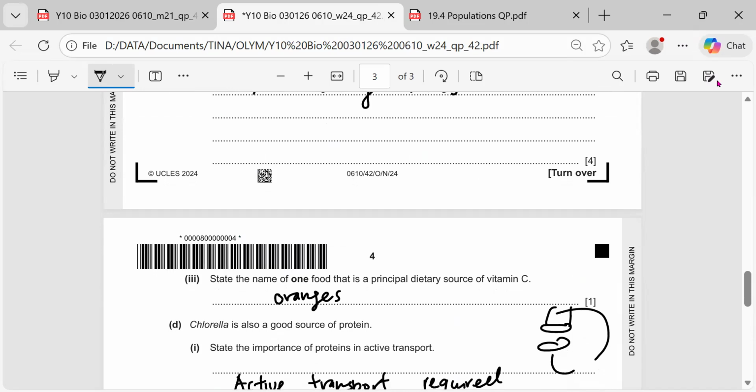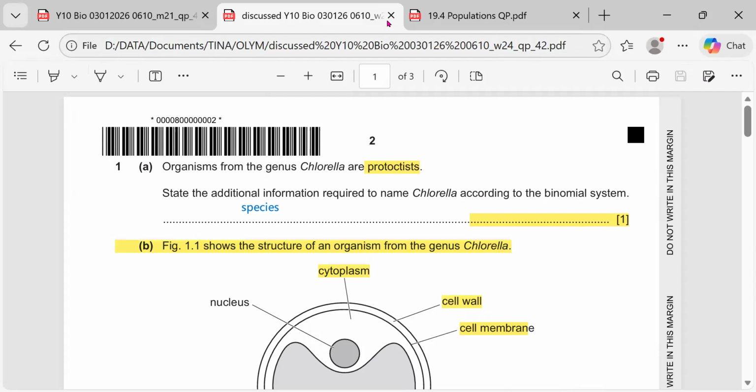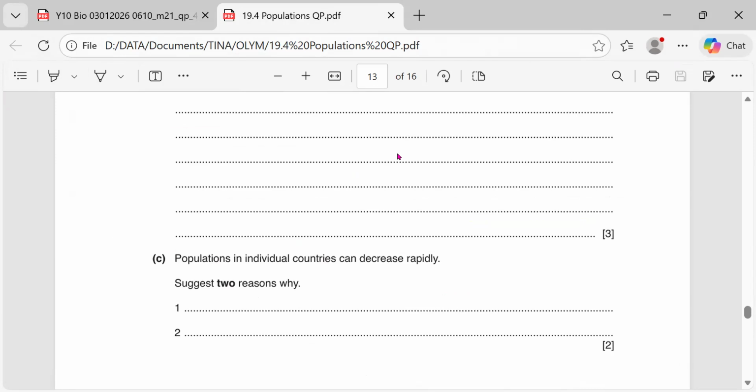Previously we talked about a lot of stuff, until the nitrogen cycle. We did nitrogen cycle, carbon cycle. Today we're going to talk about the population curve. Oh, we did that too, like the lag phase.